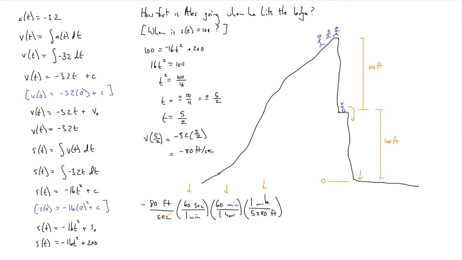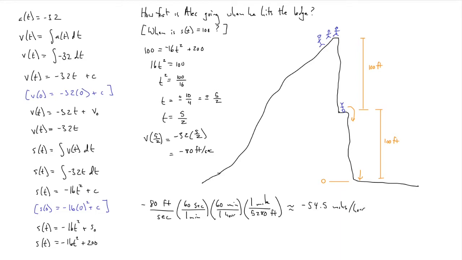The seconds cancel with the seconds here. The minutes cancel with the minutes here, for example, and the feet here cancel with the feet here, and you end up with something whose units are in miles per hour. And you plug that into a calculator, or else you struggle through the arithmetic on your own, and you find that he was going about 54.5 miles per hour when he hits the ledge, so he was booking.